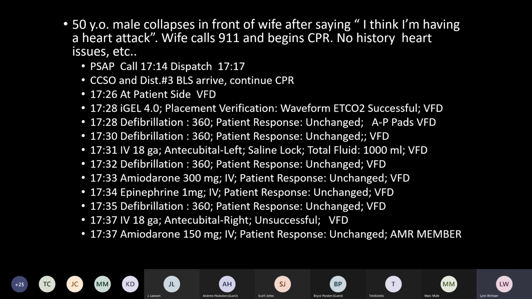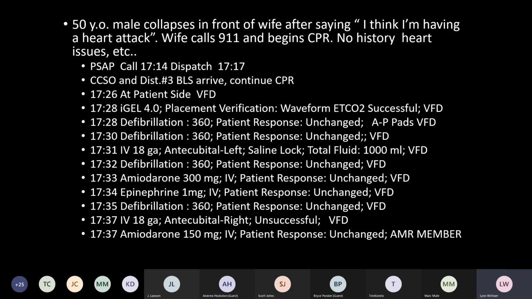We've been talking about this for a little while now, and here's an interesting case that came in last, I guess it's a week and a half ago now. A 50-year-old male collapsed in front of his wife after saying, "I think I'm having a heart attack." Well, he was. Wife called 911, began CPR, had no history of heart issues. The call went down at 7:14. It took 3 minutes to dispatch. CCASO and District 3 were dispatched along with AMR and Vancouver Fire. Vancouver Fire is at patient side at 1726. So there's our countdown, because it was a BLS.